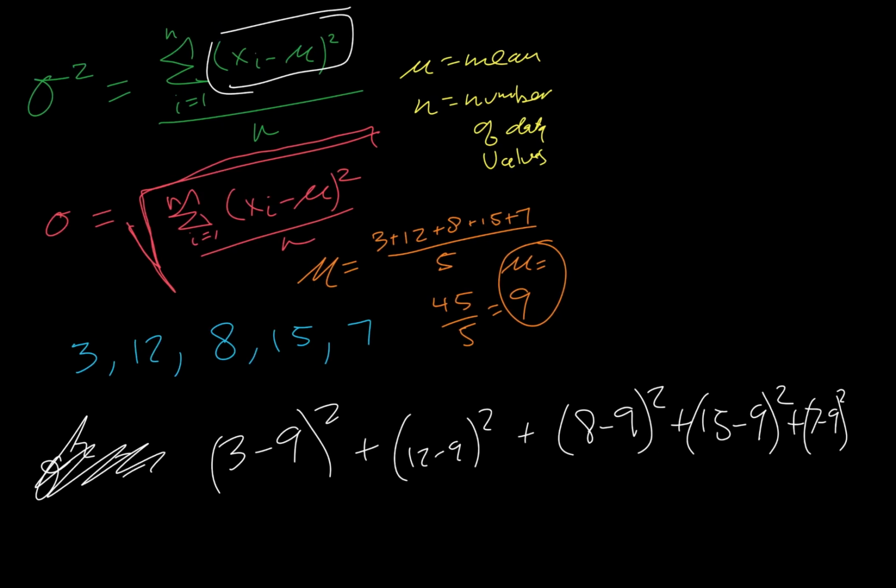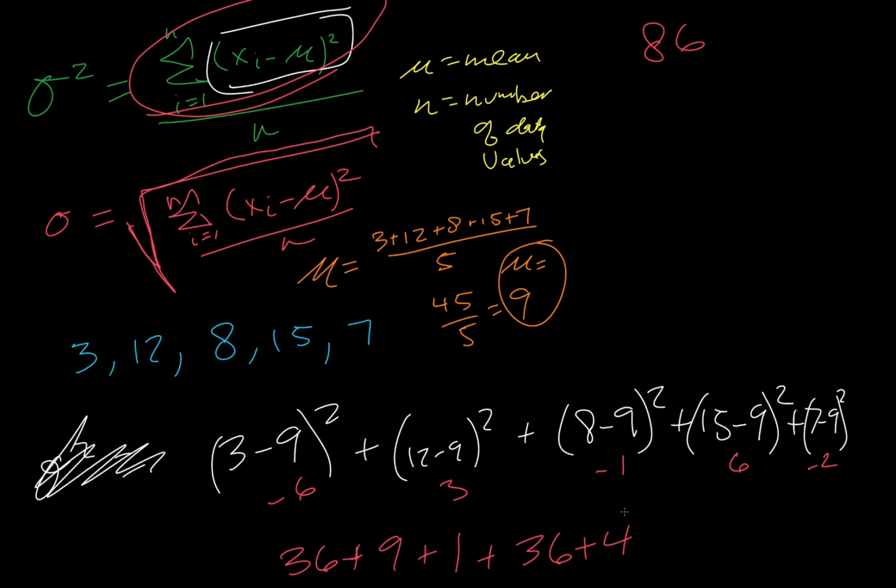Okay. Now, we just want to simplify all of that. So we're going to say 3 minus 9, which we get negative 6. 12 minus 9, we get 3, negative 1, positive 6, and then negative 2. We square each of those. Negative 6 would be 36. 3 times 3 would be 9. Negative 1 and negative 1 would be 1. 6 and 6, 36. Negative 2 would be 4. So that's going to be 40, 50, 60, 70, 80, 86. So the entire top part of this is going to be 86. We just add all those together.